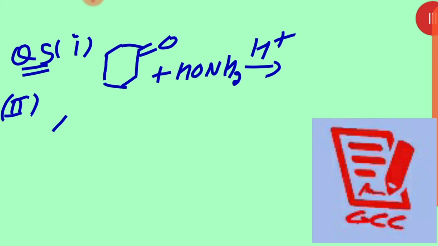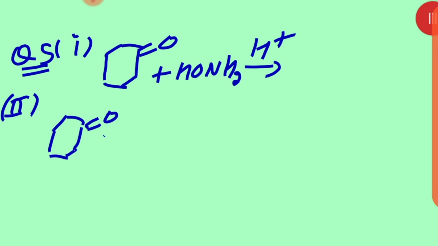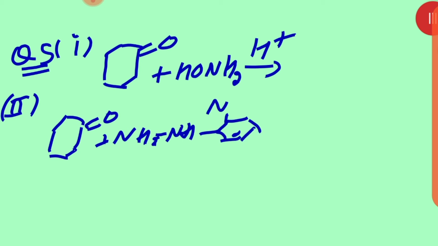Then number 2, what they told you? You please see, all of you. This one, then NH2 NH, then the ring is there, NO2, NO2. Then they are asking you the product.